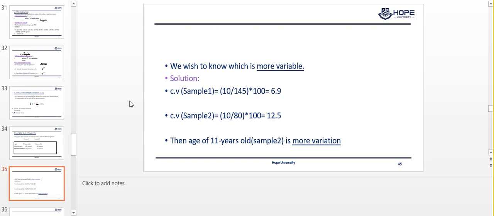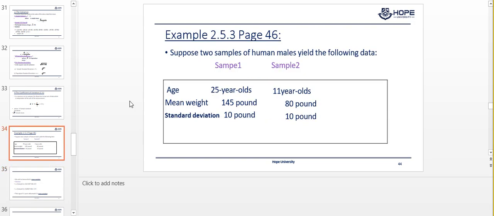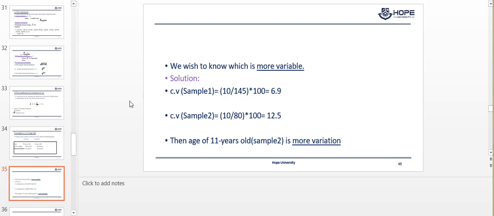The age of 11-year-old in sample 2 has more variation than the age of 25-year-old of sample 1.